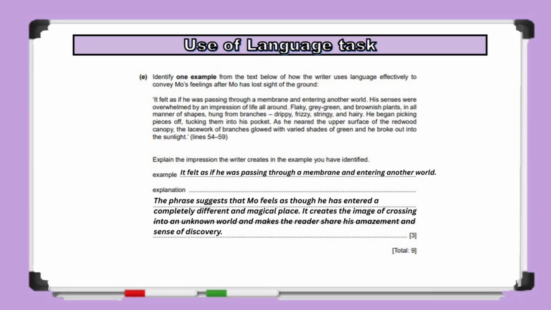Always go back to the passage, read the relevant lines carefully, pay attention to the command words, and make sure the number of points you write matches the number of marks available. Keep your answers clear, precise, and neatly written within the answer lines. If you follow this method in every writer's language question, you'll have an excellent chance of scoring full marks in question 2.